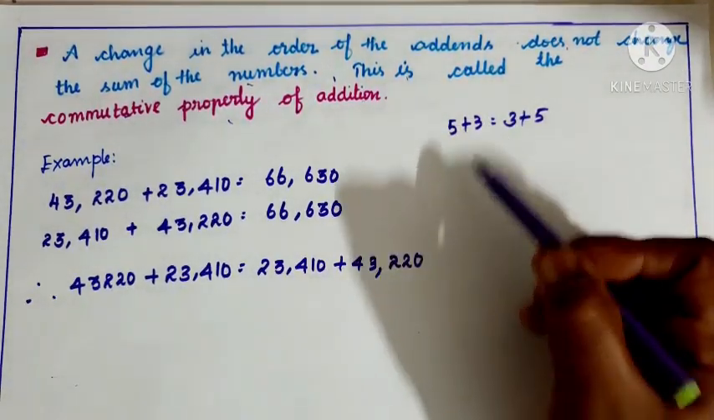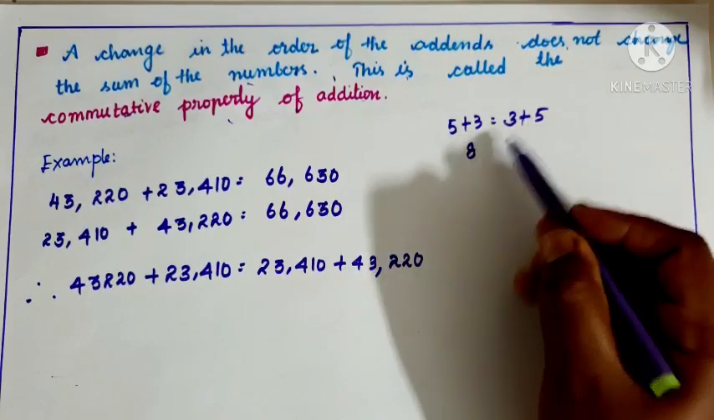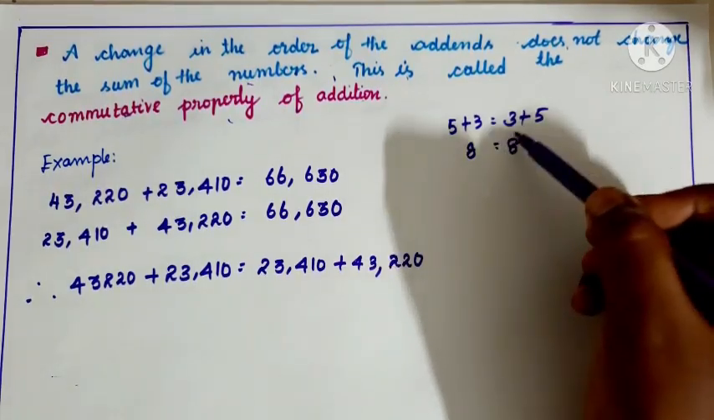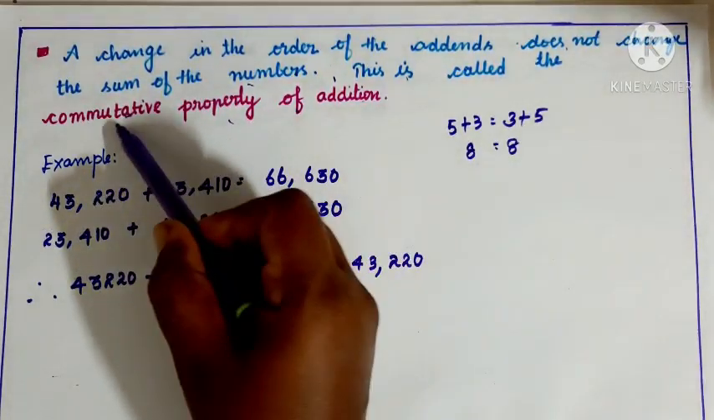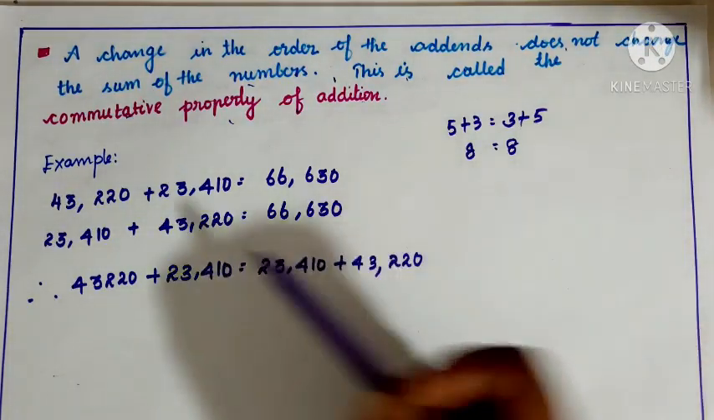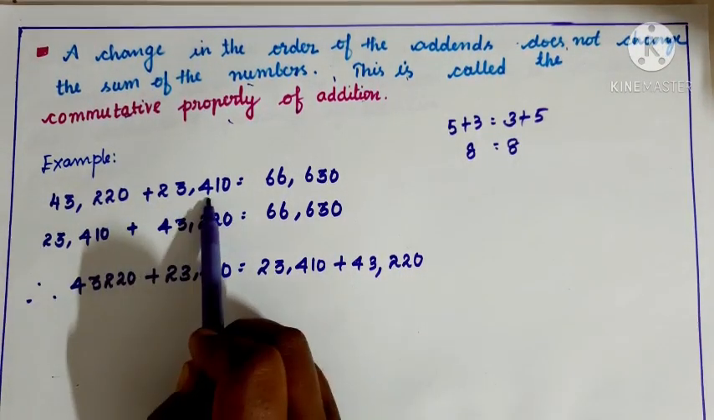Yes, you know that 5 plus 3 is what? 8. 3 plus 5 is also 8. This means the commutative property. Understand? But we have done here an example of bigger numbers.